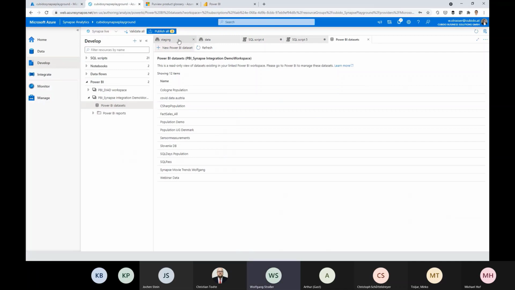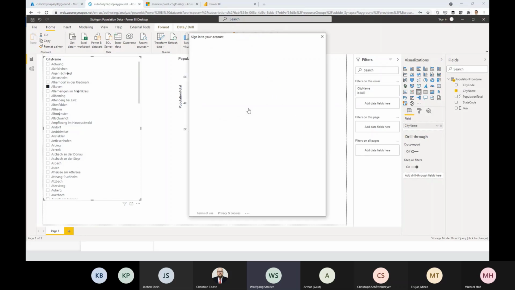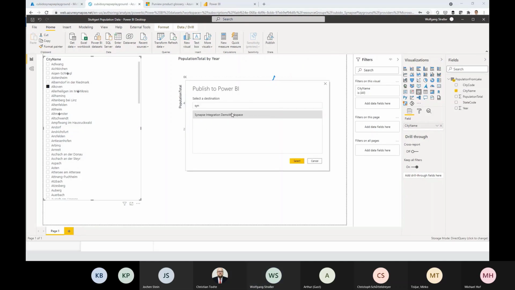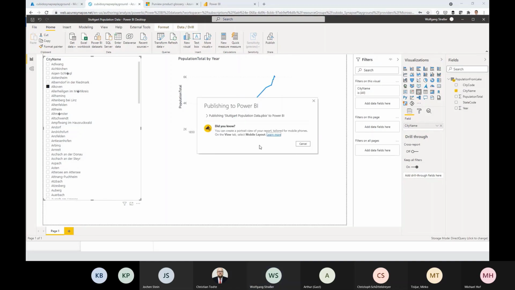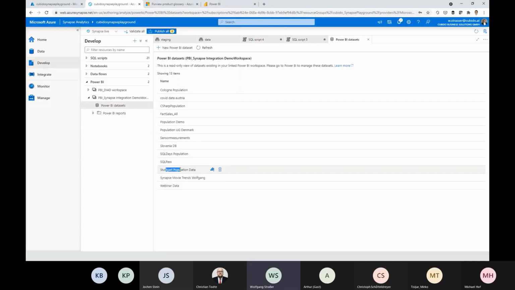And oh my God, it's not here. It's those tiny little things, using completely different tenants. So I need to publish that one to the right tenant. And if you have Synapse integration workspaces in one and the other, it's not the best way of having that. And it's multi-factor authentication. Just a second. Publish that one. Synapse integration demo workspace. Got it moved back here, refresh, and we've got that data set in here.